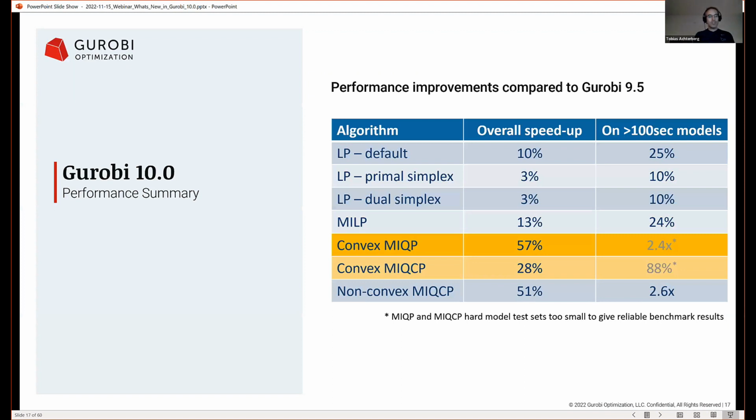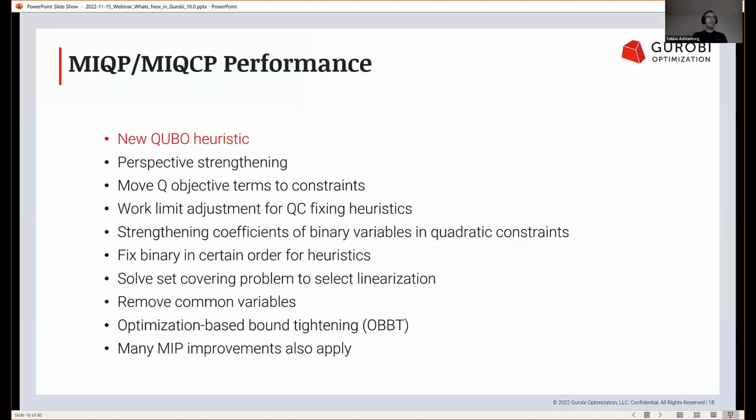Okay, this is what I wanted to say about the MILP performance improvements. Now let's come to the quadratic parts. So convex MIQP, these are the problems with a quadratic objective function, and convex MIQCP, those are the problems where we can also have quadratic constraints. And there we have a number of performance improvements as well. Here I only would like to talk about the very first one, the new QUBO heuristic.